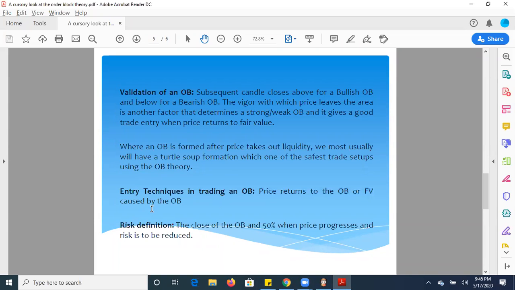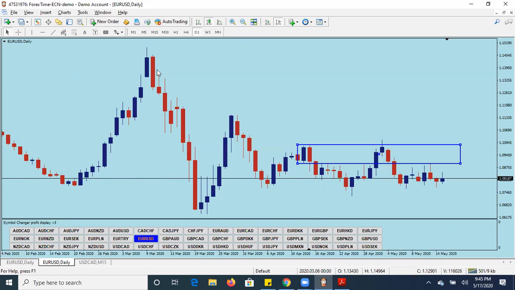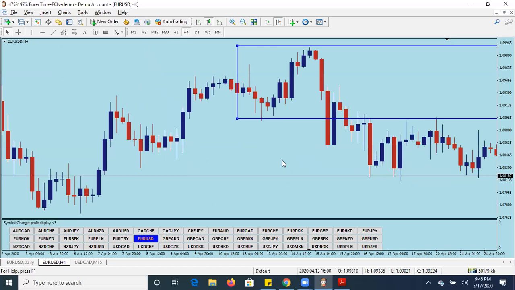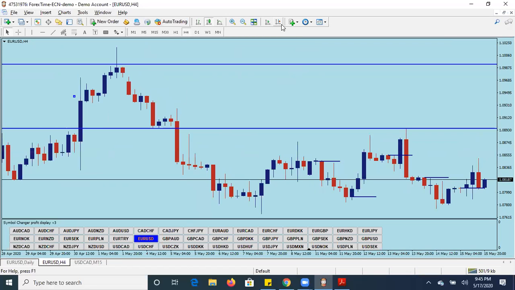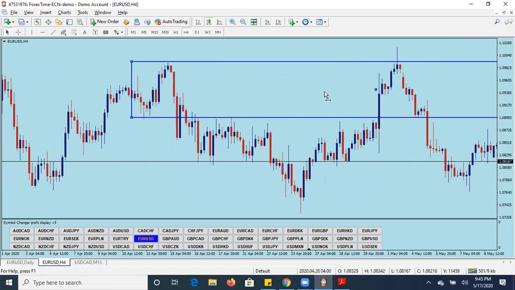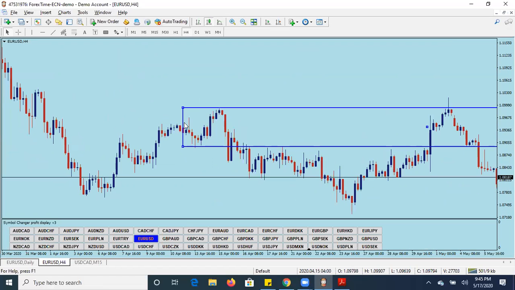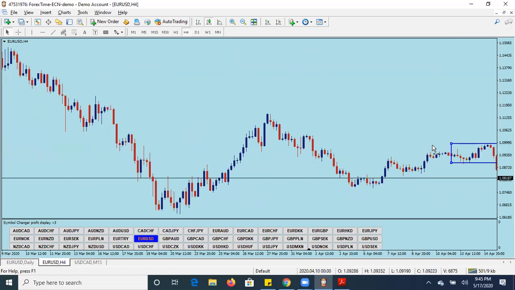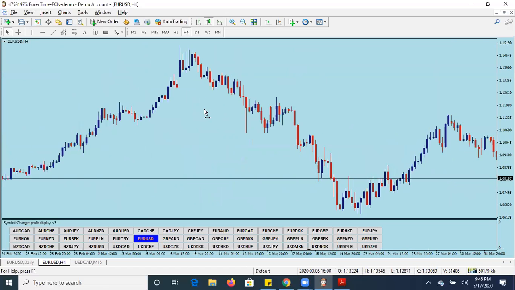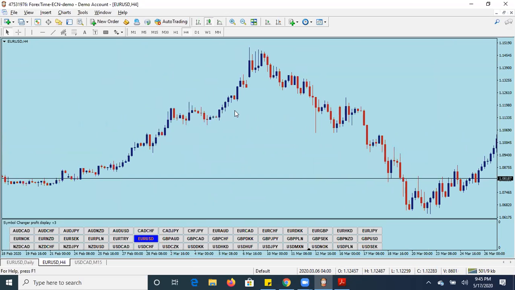Now, the close of the order block is usually where we would have our stop loss if we're trading off the 4 hours. If you're trading off the 4 hours, the close of your order block should be where you have your stop loss. If the order block is going to hold, then price shouldn't come back into it. So let's look for a good example to use here.